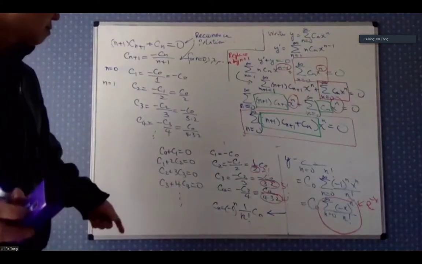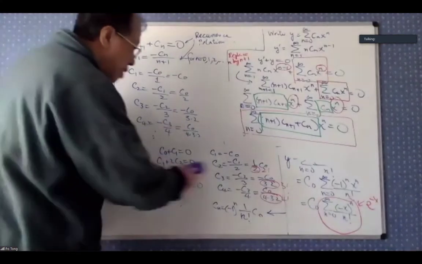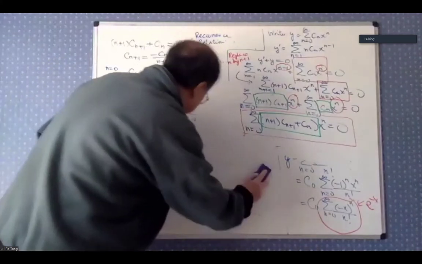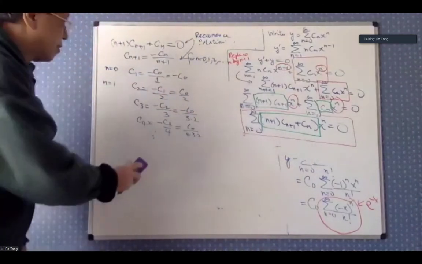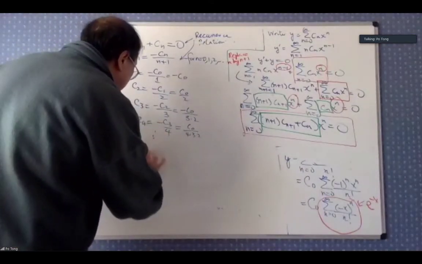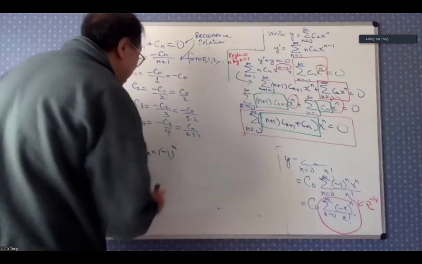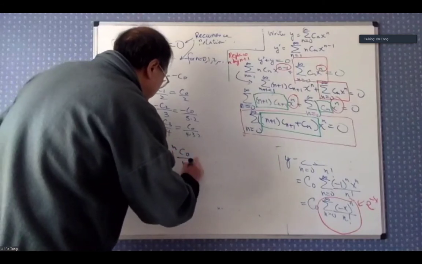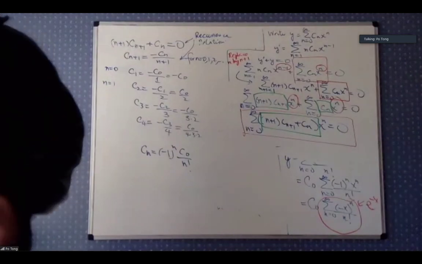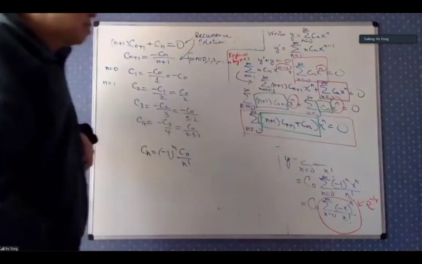And then you end up, this now is converging with the other one, right? You end up with a general expression for Cn. Cn will be minus 1 to the power n, C0 over n factorial. So I basically did this twice: one with a more explicit notation, the other with a more concise notation.